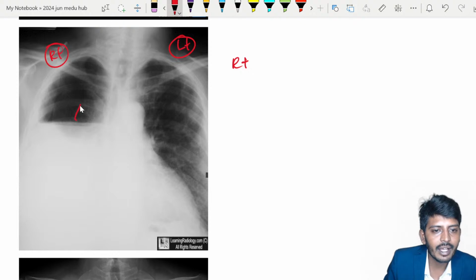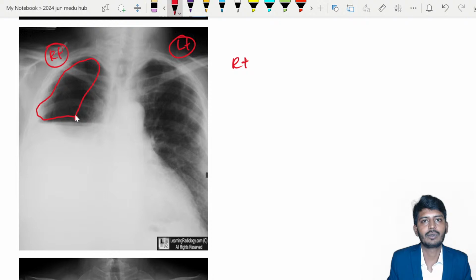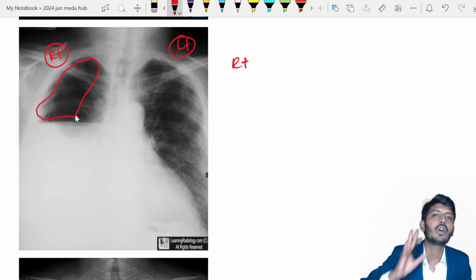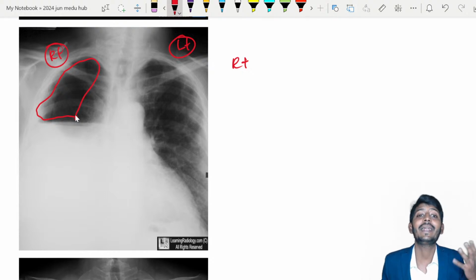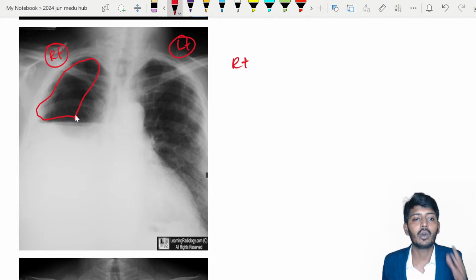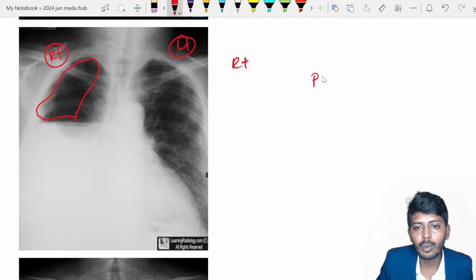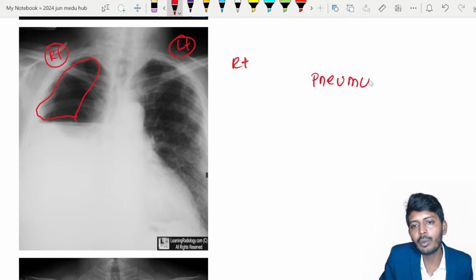So if you notice here in this particular area, there is no bronchovascular marking. If there is no bronchovascular marking, lung is not present. If lung is not present, that has happened as a result of trauma and that got collapsed. So there is a pneumo. Pneumo means air.